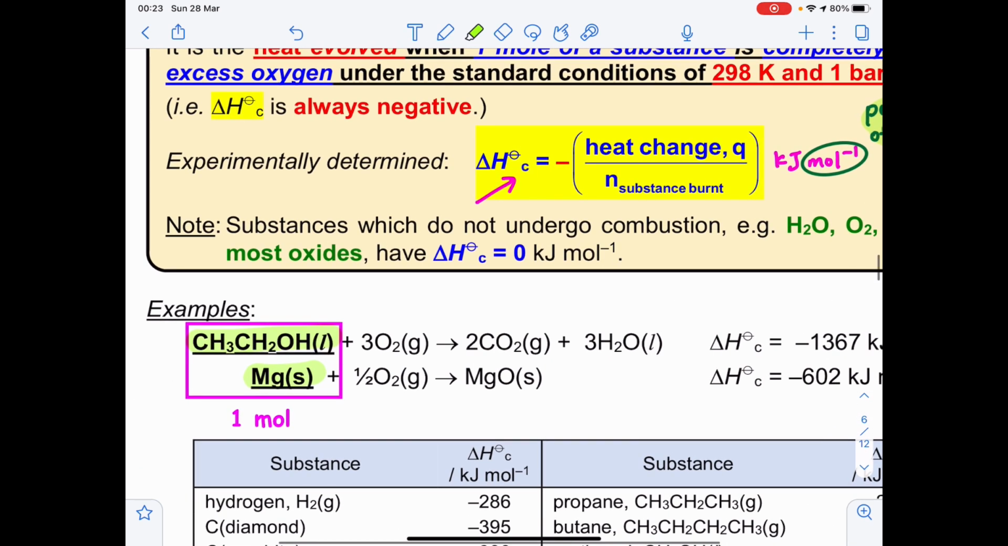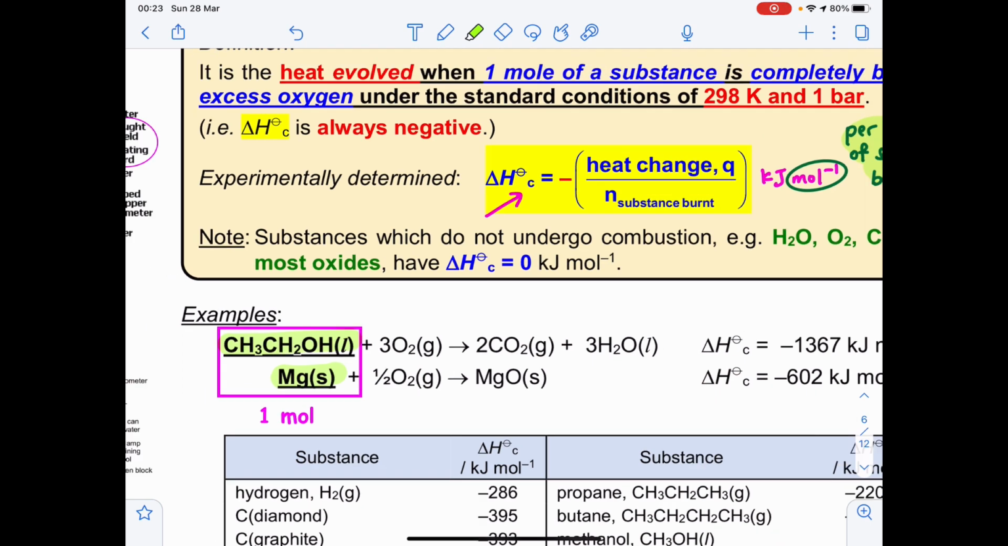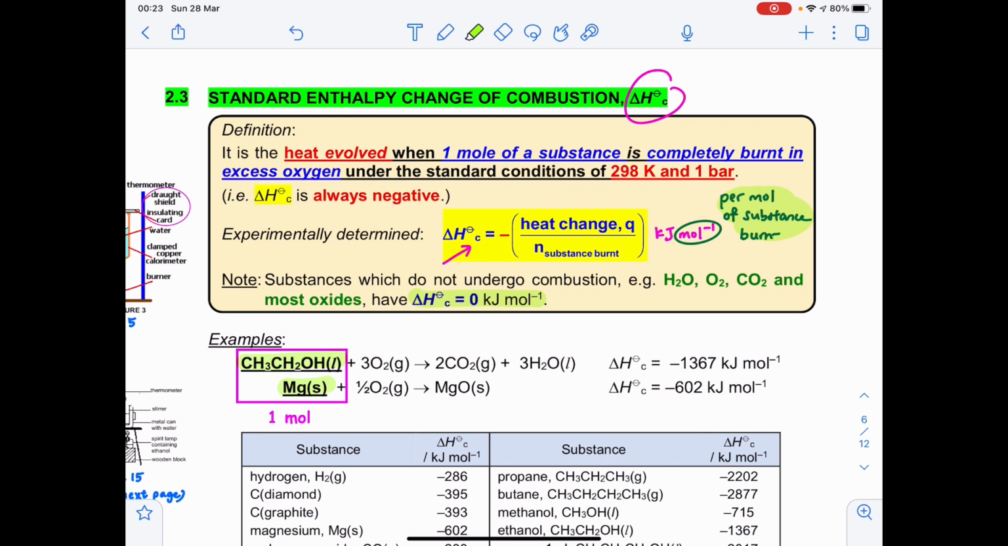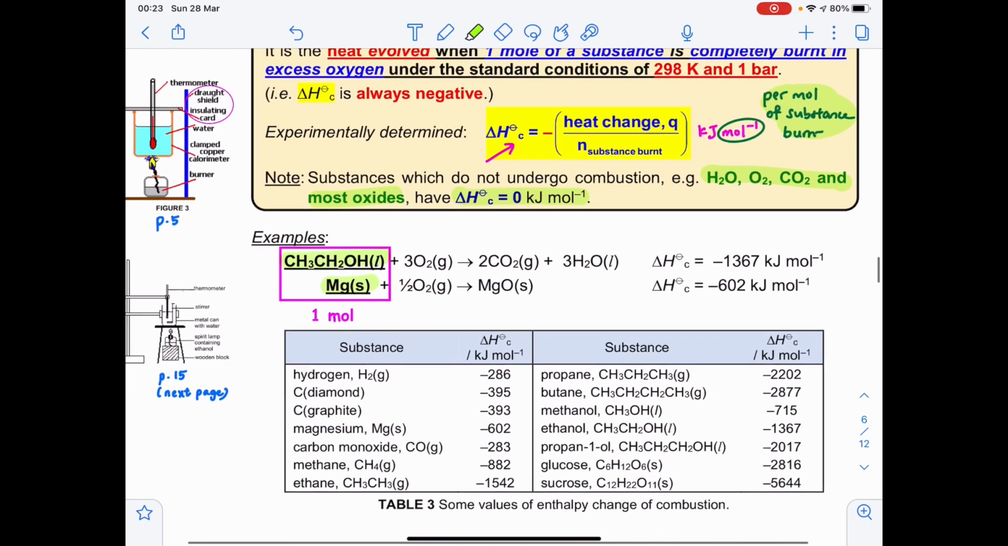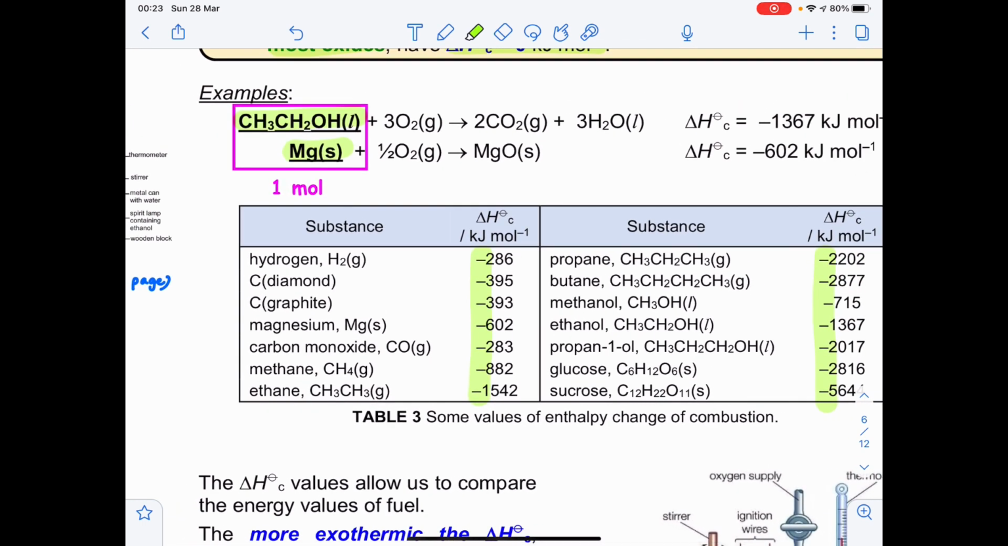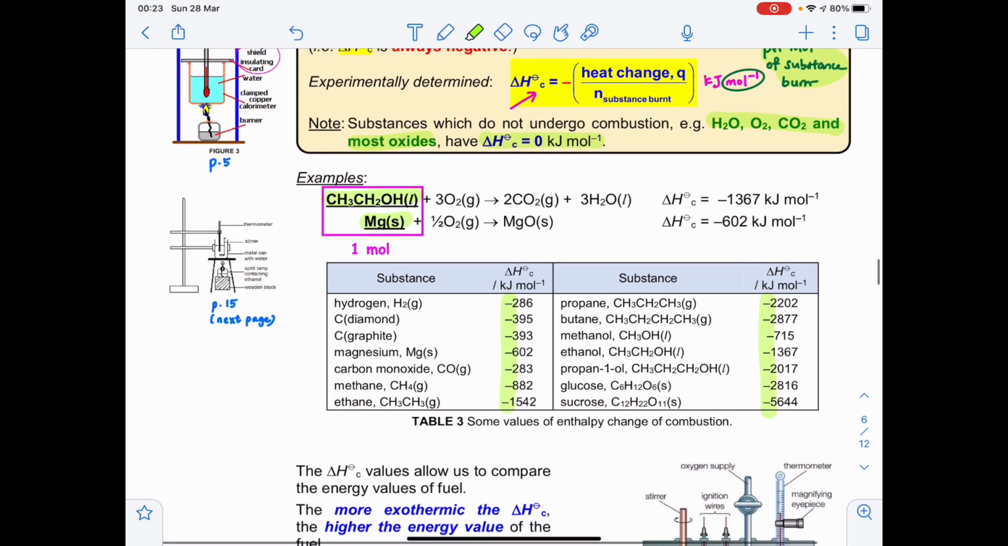Note that those substances which cannot undergo combustion or cannot be burned will have an enthalpy change of combustion of 0 kilojoules per mole. For example, water, oxygen, carbon dioxide, and metal oxide. These substances do not undergo combustion. All enthalpy changes of combustion are negative. The processes are all exothermic. This is due to much stronger bonds that are formed in the combustion products than those bonds that need to be broken in the reactants.